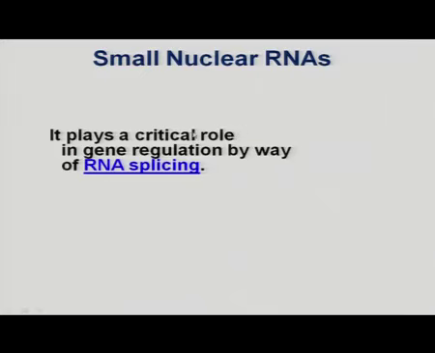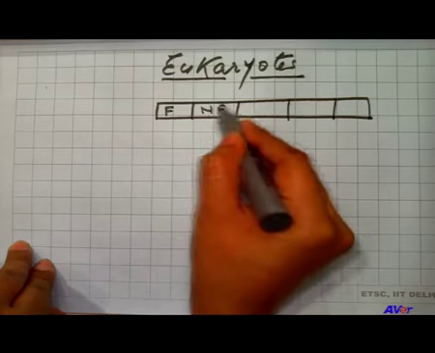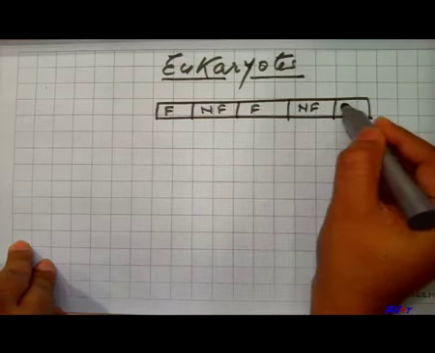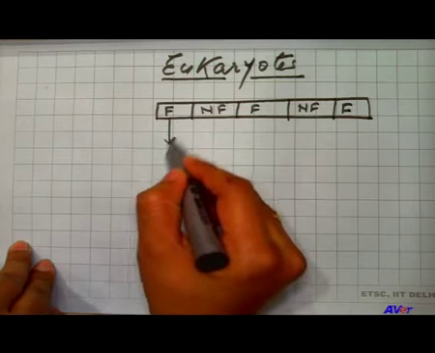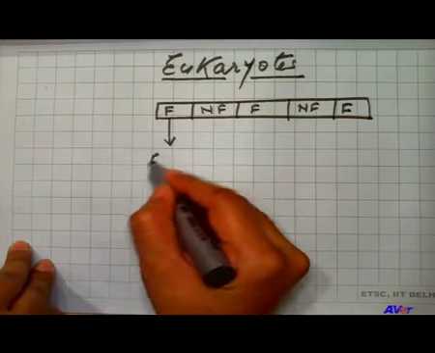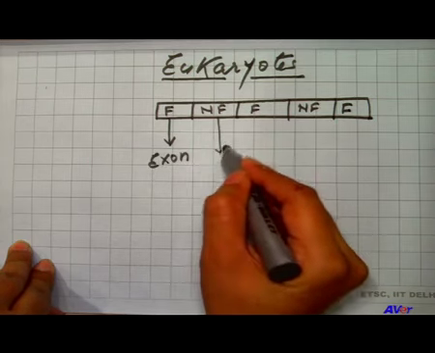RNA splicing means what? In case of eukaryotes, do you know what eukaryotes are? Eukaryotes are those organisms, those cells which have a defined nucleus, which have well organized cell organelles. So, eukaryotes have a DNA with functional and non-functional sequences. The functional sequences are considered as exons, and non-functional sequences are called introns.